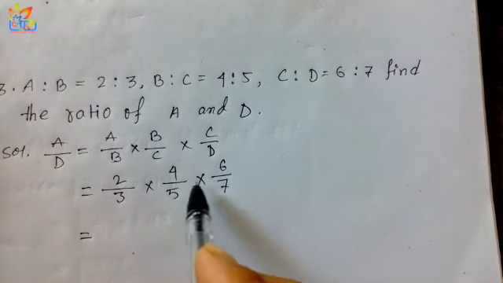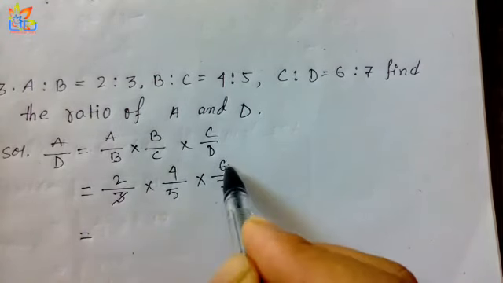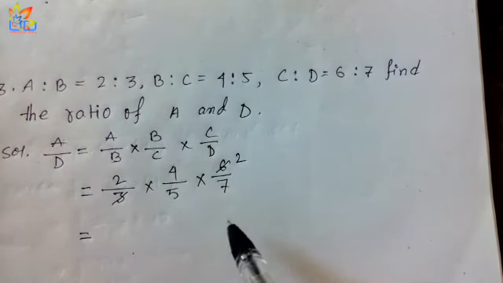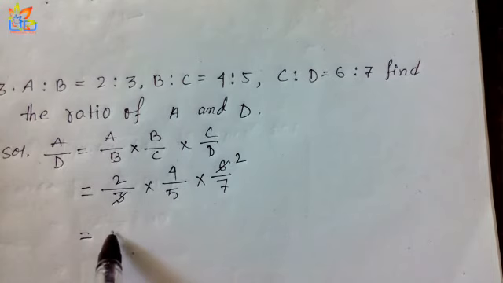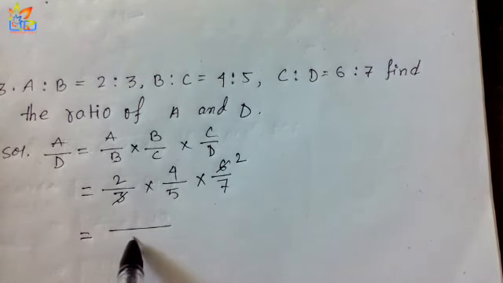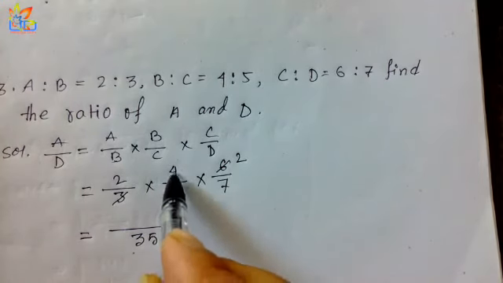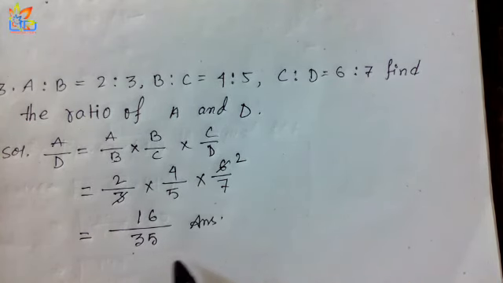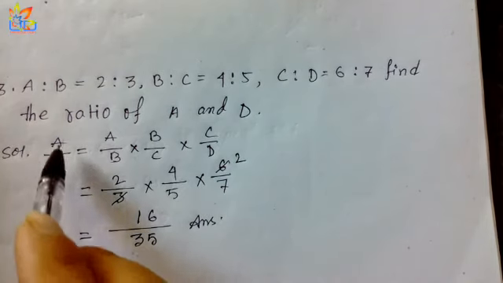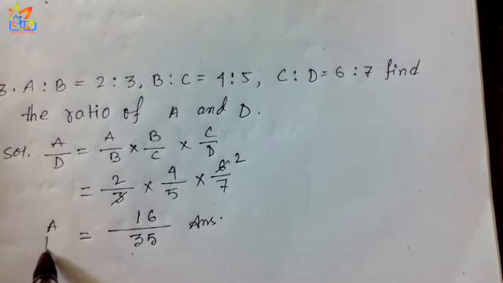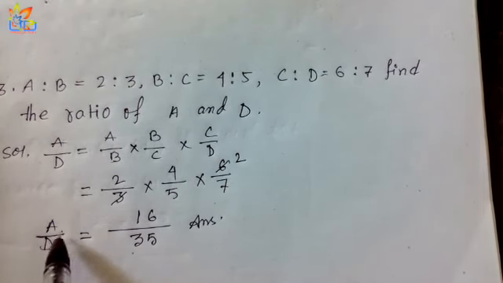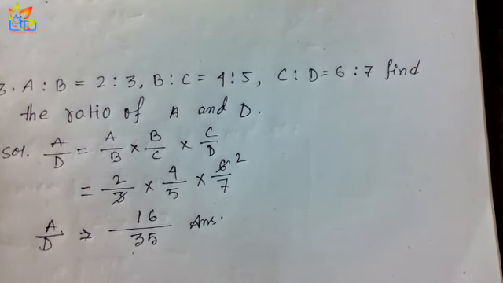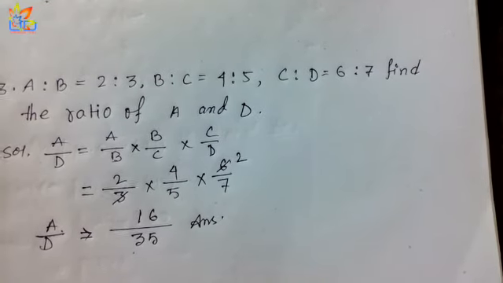Now multiply the numerators and the denominators: 2 times 4 times 6 is 48, and 3 times 5 times 7 is 105. So the answer for A by D is 48 is to 105.